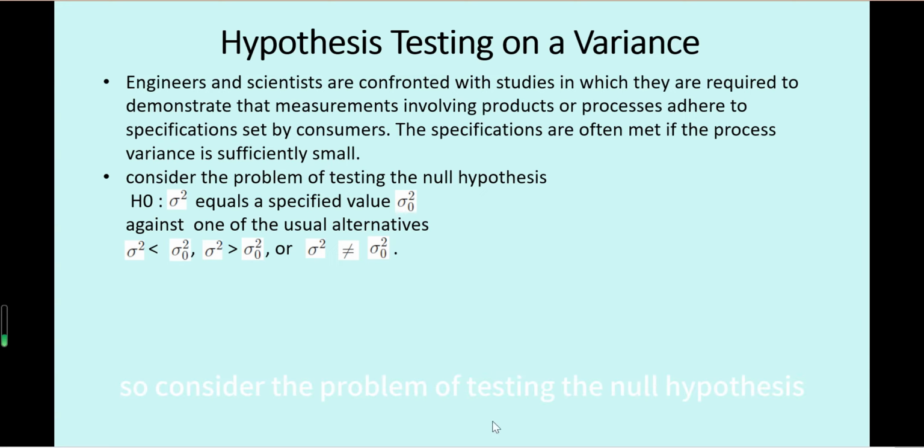So consider the problem of testing the null hypothesis of a single variance, sigma square. So this is the population variance. We want to test if it equals a specified value, sigma 0 square, against one of the usual alternative hypotheses: sigma square less than this value, larger than this value, or not equal to this value.